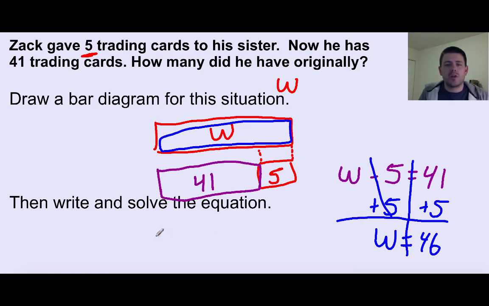So let's do a quick little check. Put in 46 for W minus 5. Is that really 41? It is, so we're good to go.